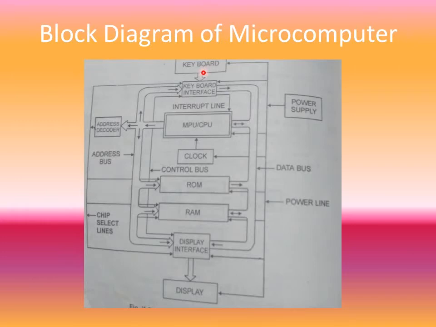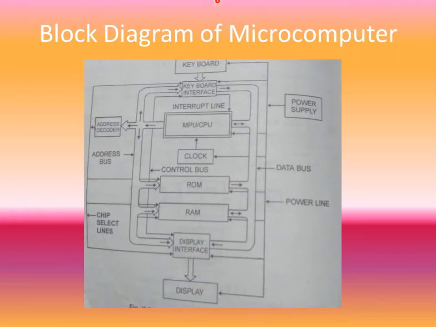Now here, we will see some main parts of our microcomputer. First part is your keyboard. This keyboard is connected to this MPU or CPU. Next, after MPU, the main block is ROM. ROM stands for read only memory. Next part is your RAM. RAM stands for random access memory. The next part is your display device.